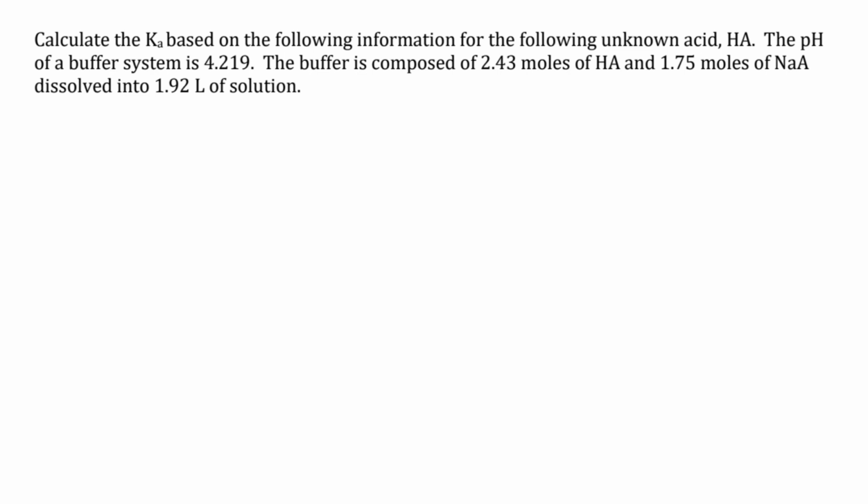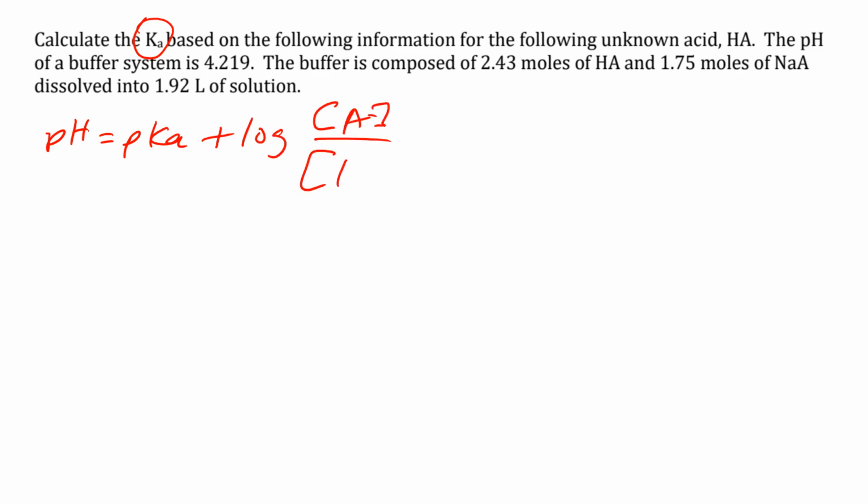So calculate the Ka that we are trying to find. Remember, pH equals pKa plus the log of the conjugate base over the acid. So how do you find this? You have your pH. You have your acid here. You have the base right here. You can get the conjugate base from there, the moles of that. And they tell us it's in a 1.92 liter solution, so we can figure out our molarities for this particular thing.